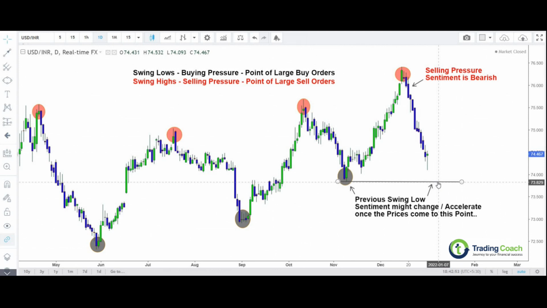Likewise, on the other hand, if the buyers are pretty weak, if the buyers are not in control of the price, the market might break this particular swing low. Alright. And this is a real possibility. If the market breaks this particular swing low, you can say that this bearish sentiment can accelerate. So once prices come to this point, if the market breaks this swing low, the bearish sentiment can become even stronger.